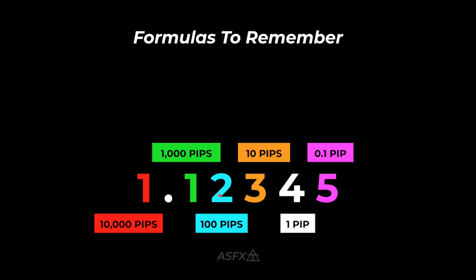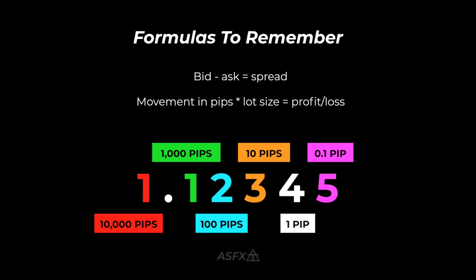Okay, if the 2 changes to a 3, that's an increase of 100 pips. If the 2 decreases to a 1, that's a decrease of 100 pips. Make sense? Another formula to remember is if you subtract the bid minus the ask, you're going to get your spread. And if you multiply the movement in pips times your lot size, you're going to get your profit and loss. So these are the important formulas for now that you need to understand. So screenshot this, put it right above your trading desk.